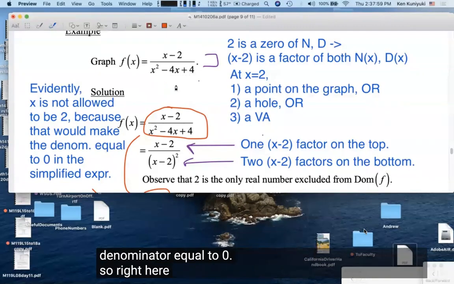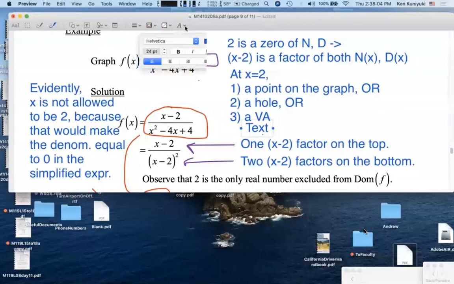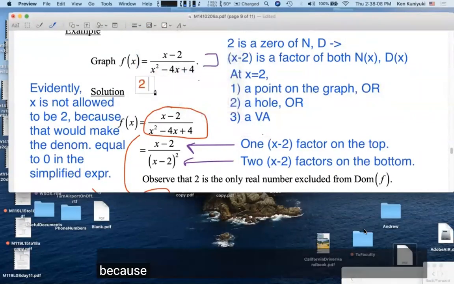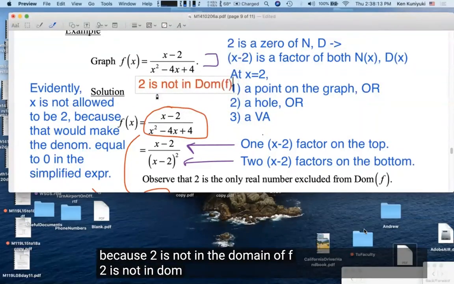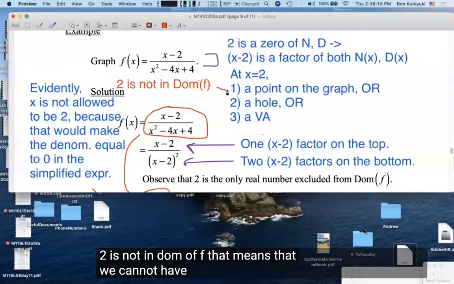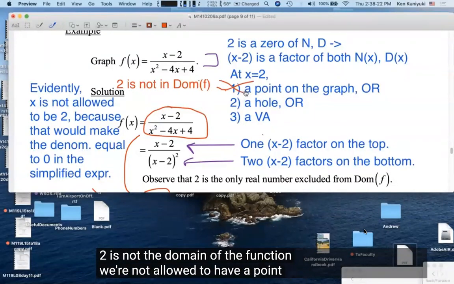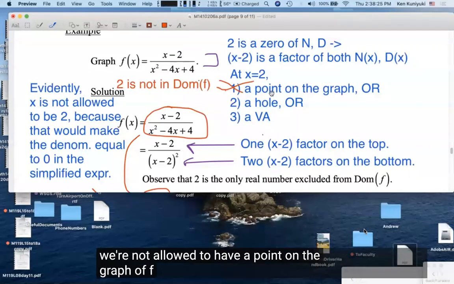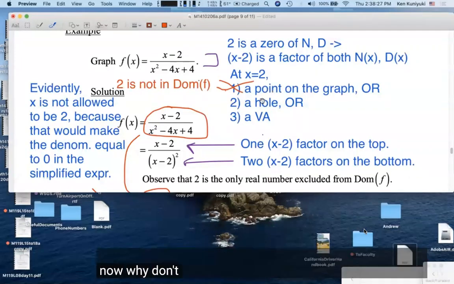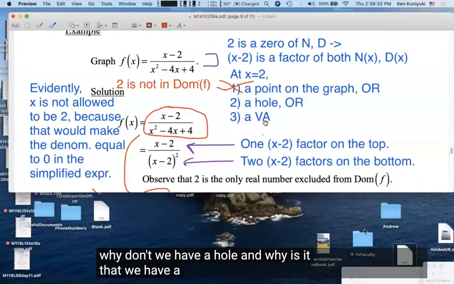So right here, because 2 is not in the domain of f, 2 is not in dom of f, that means that we cannot have a point on the graph. 2 is not in the domain of the function. We're not allowed to have a point on the graph of f. Now, why don't we have a hole? And why is it that we have a VA?